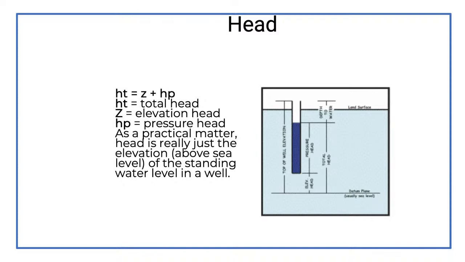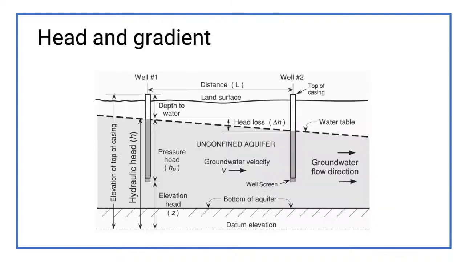It's just the elevation above sea level of the standing water level in the well, or as we call it, the static water level. This is an important measurement to us, especially when we do pumping tests, because we're going to look at the static water level versus our pumping water level. That's going to be drawdown, and this is going to give us some idea of our aquifer properties.